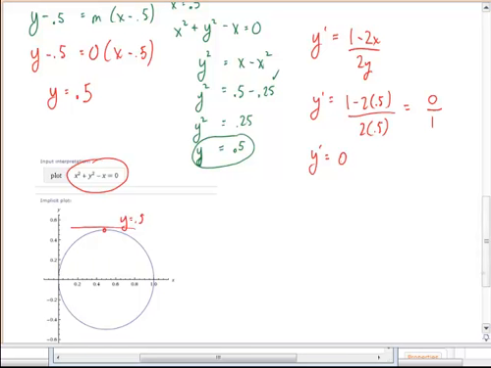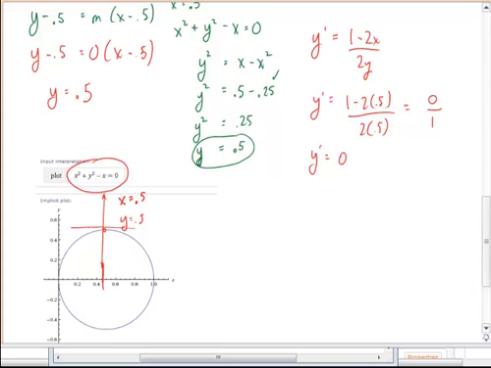Hopefully this helps. An equation of a normal line in this case would not be too hard to do, because once you know the equation is a horizontal tangent line, you know the normal line would be perpendicular, and that would be x equals positive 0.5, where it crosses through the x-axis. So hopefully this video helps you.